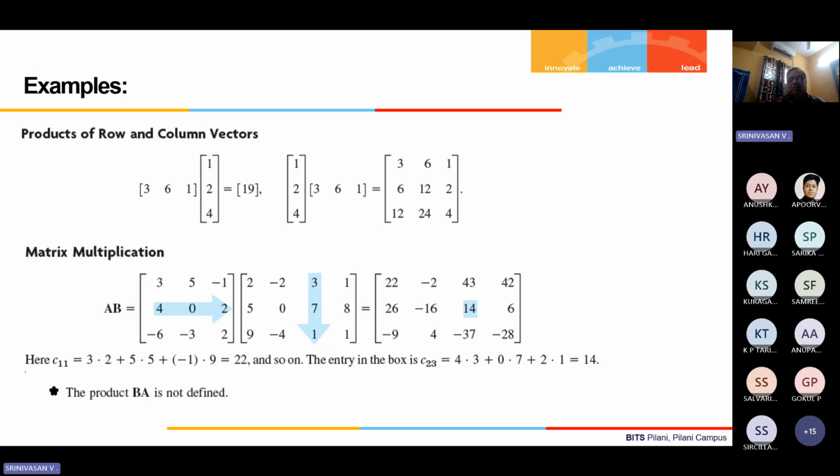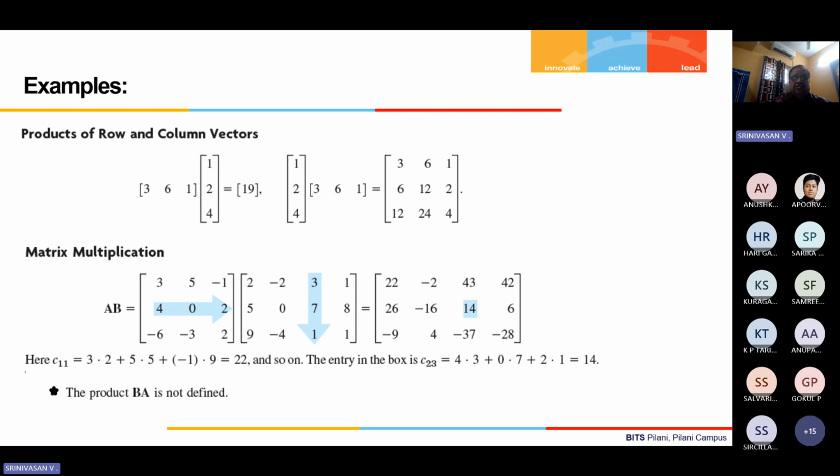The entry in the box is C23. Box means this is just shown to you, just to identify. C23, because this is the second row, third column element. How did you get it? It is shown in blue color, just for identification. 4 into 3, 12, plus 0 into 7, 0, plus 2 into 1, 2. So it is 12 plus 2, 14. So this is how it is explained in detail.